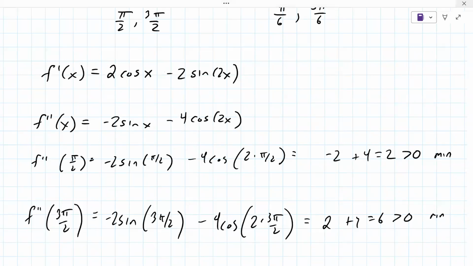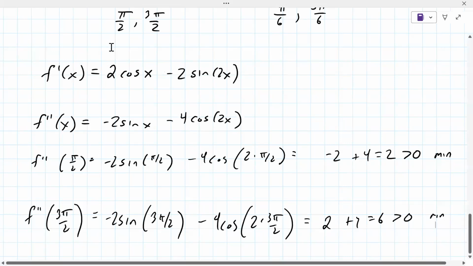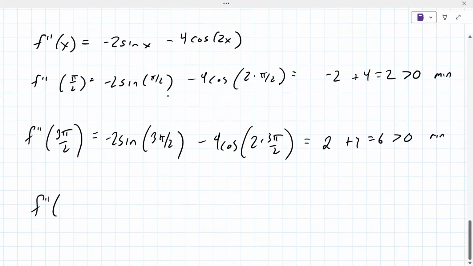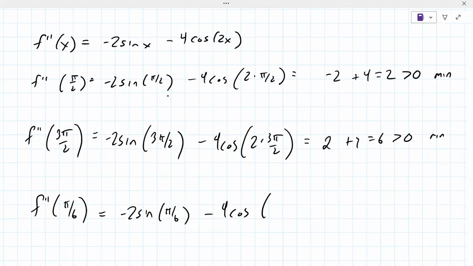Now we're going to do the hard ones. You can see you have to be really strong with your trig. F double prime at pi over 6 equals negative 2 sine pi over 6 minus 4 cosine of 2 times pi over 6, which is pi over 3. If you need to, get the unit circle out.